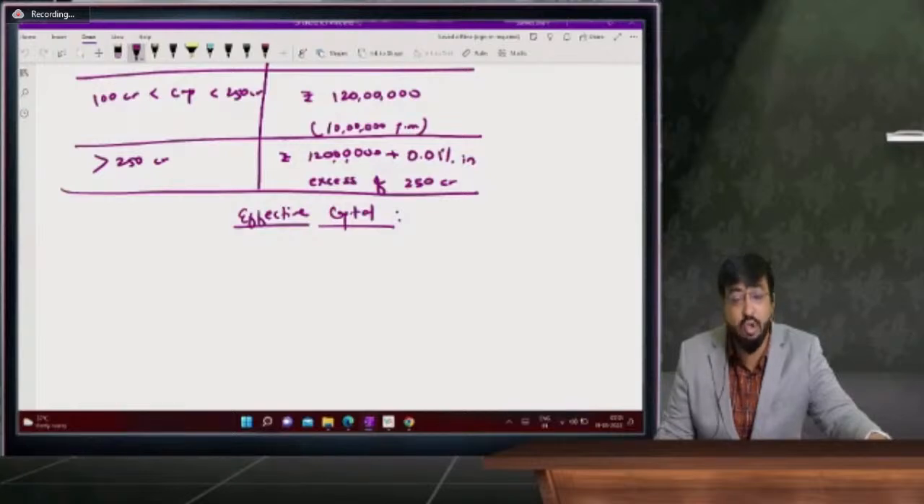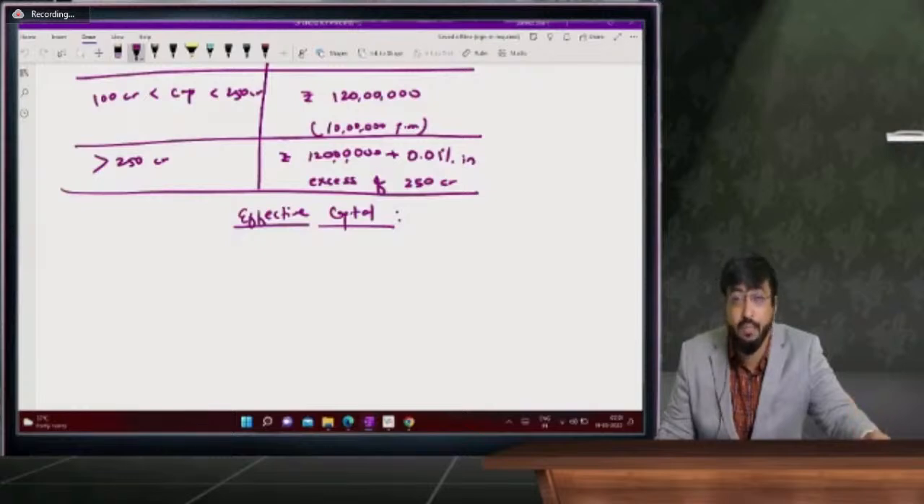Current liability: you have short-term borrowing, trade payable, other current liability, and short-term provisions. Assets: non-current assets, property, plant and equipment, intangible assets, capital WIP, intangible assets under development. After that, non-current investment, deferred tax asset, long-term loans and advances, other non-current assets. And current assets: current investment, inventory, trade receivable, cash and cash equivalent, short-term loans and advances, and other current assets. This pro forma is very important for financial statement of companies.